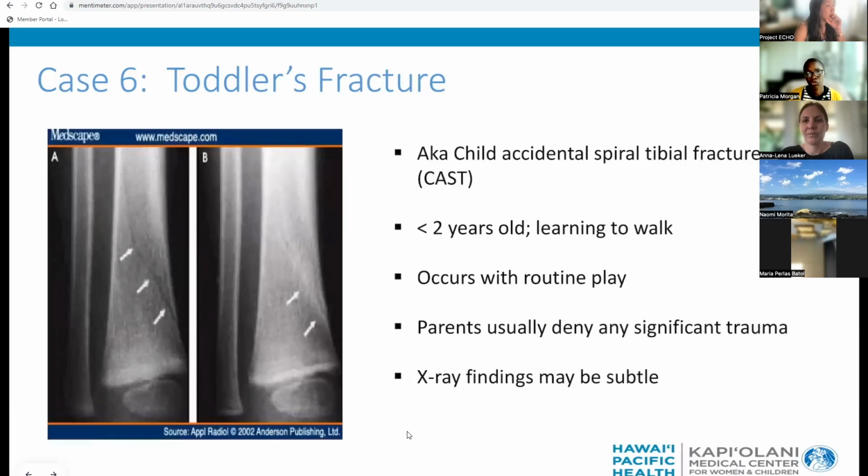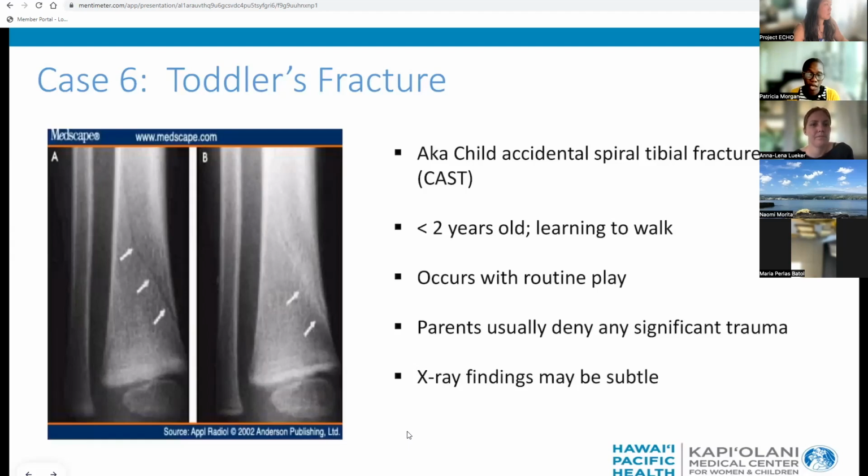and it's usually in children that are learning to walk. If you think about a child who's learning to walk, how many times do they fall? A gazillion times. And so the parents don't really attribute any type of fracture to that because they fall so many times. But what you need in terms of history and mechanism of injury is that the foot is planted, there's a twisting or rotation of their lower extremity, and they land and fall, causing the spiral or oblique fracture.